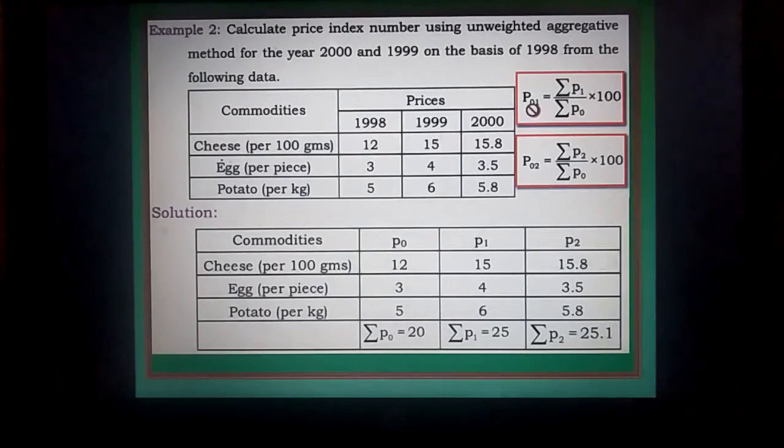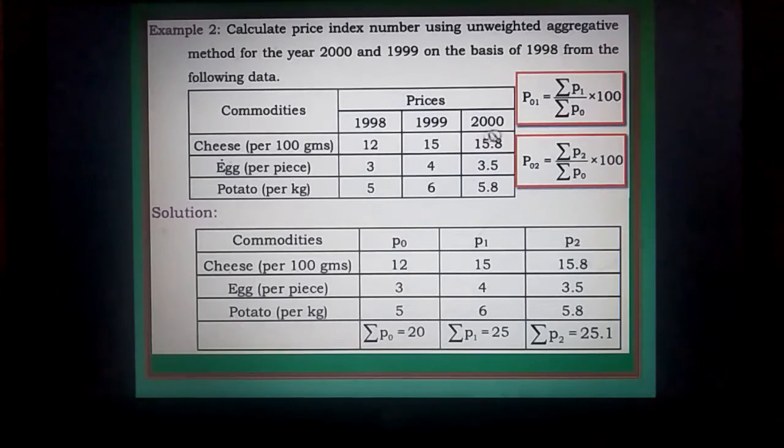So in that case, what will happen? P01 is equal to sum of P1 divided by sum of P0 multiplied by 100. And 0 has been used for 1998. 1 has been used for 1999. Let me use 2 for 2000. This is 0, this is 1 and this is 2. Once we use the current year as 1. One more time the current year we shall use as 2, but keep the base year constant as 0. So here it was 1998 and 1999 when we are observing 0 and 1. That's why P01 has been written.